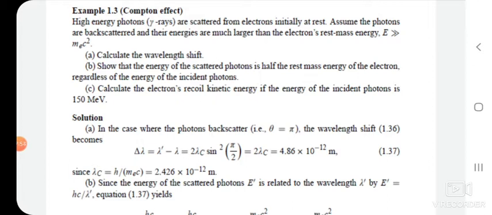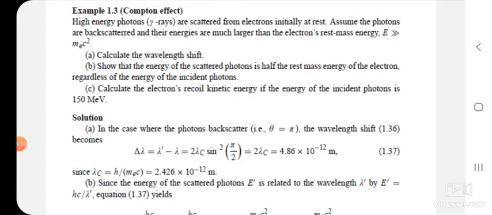Then first, we have to find out the Compton shift, that is delta lambda equals lambda prime minus lambda, which is equal to 2 lambda c sin square theta by 2, where theta is equal to pi, because we assume that the photons are back scattered. Means when it is incident on a rest electron, it is back scattered, which means the phase difference is 180 degrees. That is why theta is equal to pi.